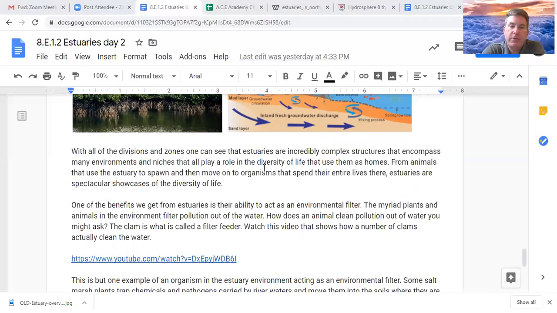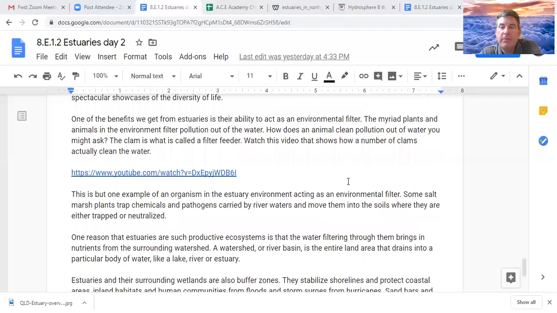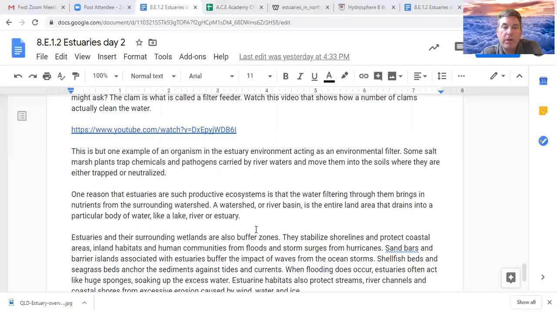One of the benefits we get from estuaries is their ability to act as environmental filters. The myriad plants and animals in the environment filter pollution out of the water. How does an animal clean pollution out of the water, you might ask. The clam is what we call a filter feeder. So watch the video on the clams. It's a short video, about a minute and a half, but it'll demonstrate really quickly how clams can actually filter water. And this is but one example of an organism in an estuary environment acting as an environmental filter. Some salt marsh plants trap chemicals and pathogens carried by river waters and move them into soils where they're trapped and neutralized.